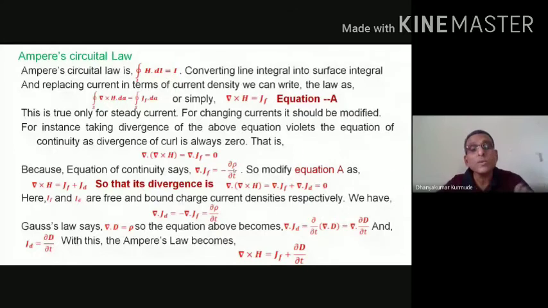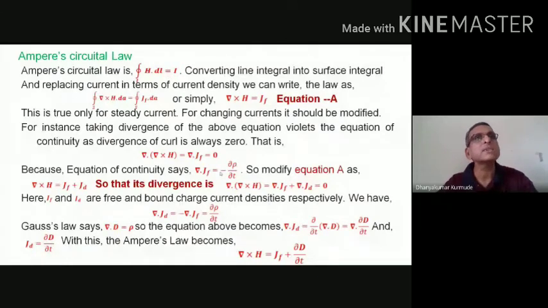Obviously, since total charge is conserved, charge cannot be created and cannot be destroyed. We can say that the divergence of current density and this rate of change of charge density should be equal and opposite to each other. This is what the equation of continuity says. So according to the equation of continuity, the divergence of J is equal to minus d rho by dt, because these are equal and opposite. If charges leave the volume, charge density decreases.